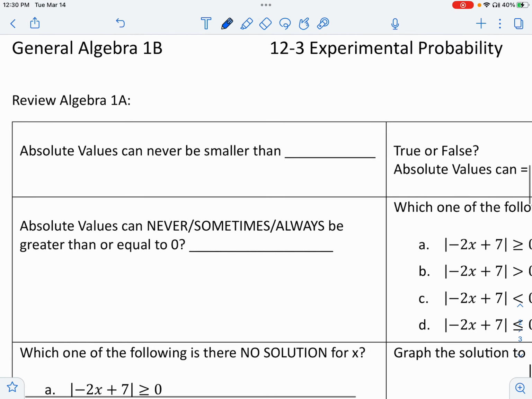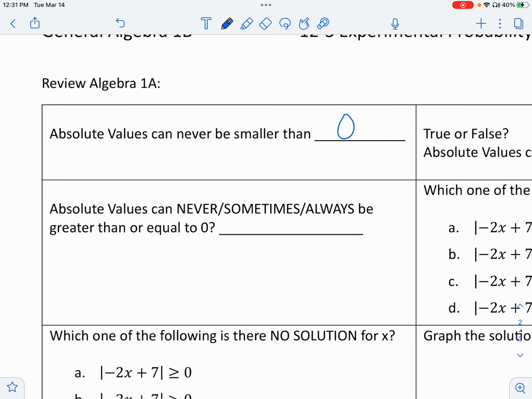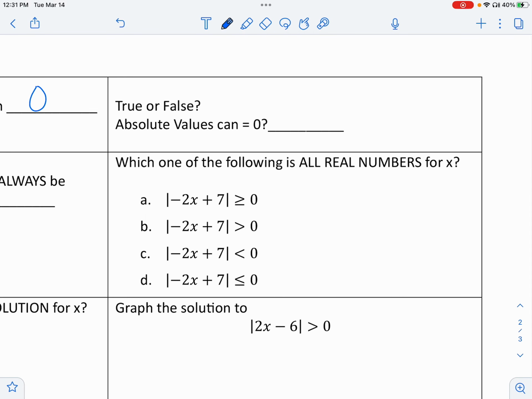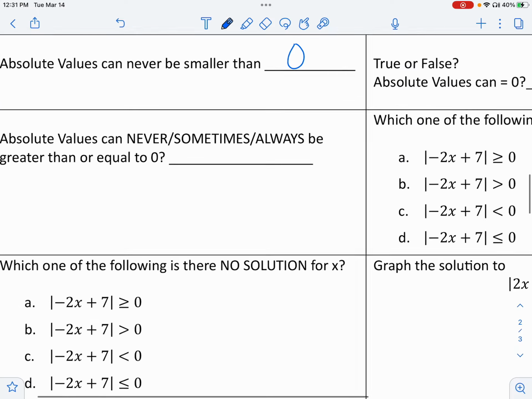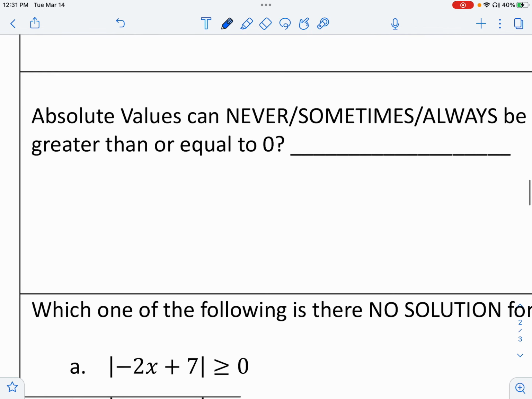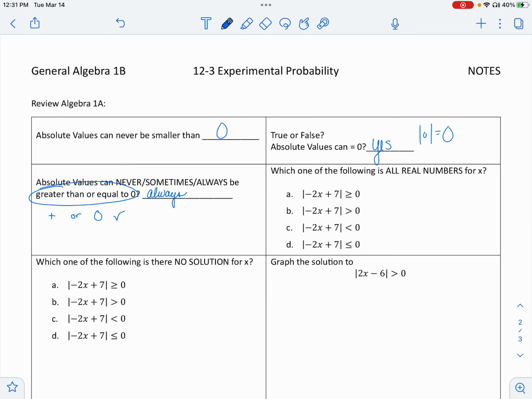All right, absolute values can never be smaller than 0. Can't have a negative absolute value. True or false? Absolute values can equal 0. Well, absolutely they can. Isn't the absolute value of 0, 0? Absolute values can never, sometimes, or always be greater than or equal to 0. They can always. That is a rule. I had to think about that. So it says greater than or equal to 0. So in other words, they either have to be positive or they have to be 0. That's true. You can't have an absolute value of something and it's negative.